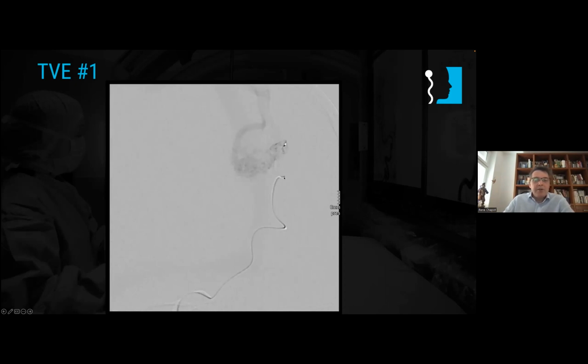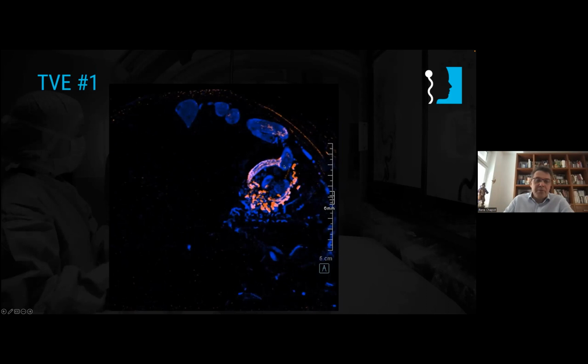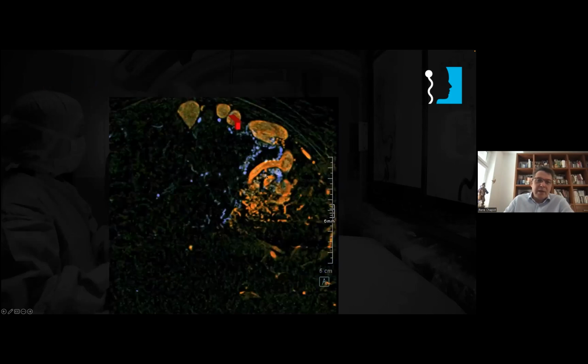So here we do another rotation angiogram through this microcatheter, and then we do a fusion. And when we've done the fusion, this is what we see. This is a part of the AVM that we fill in with our microcatheter. This is the vein that is seen. And is the vein here the same as this one? The answer is definitely yes, it's the same one.